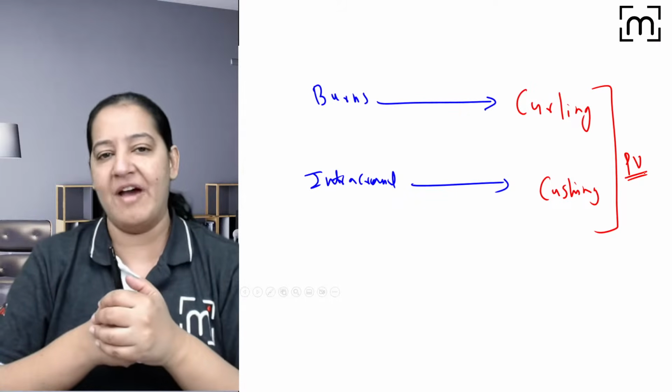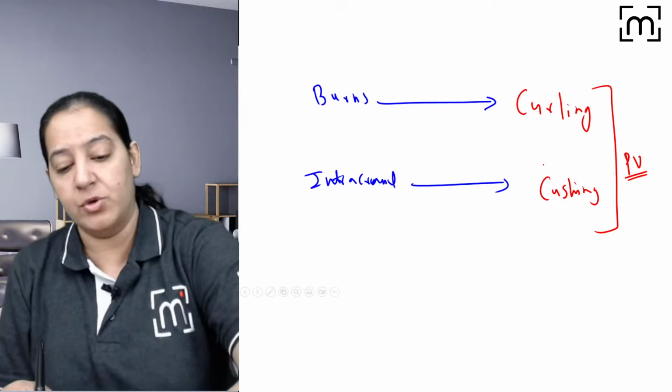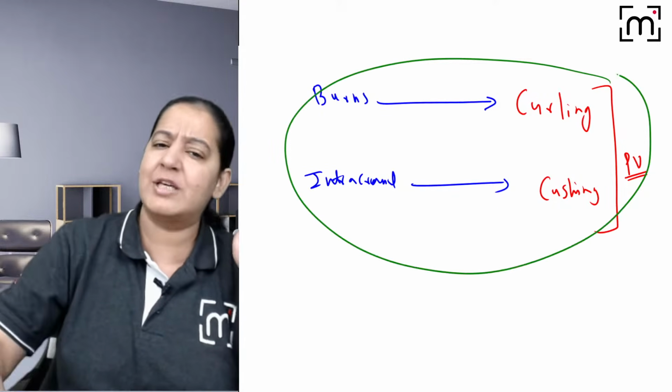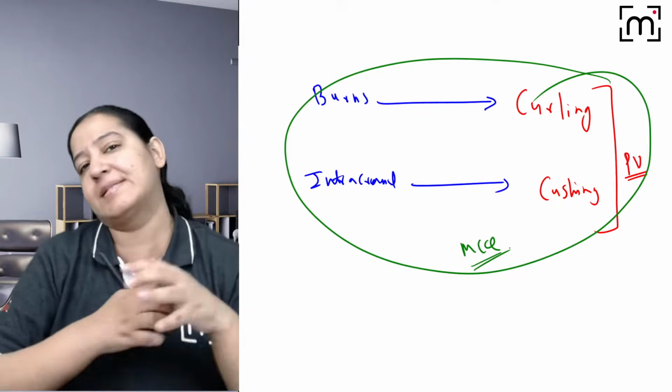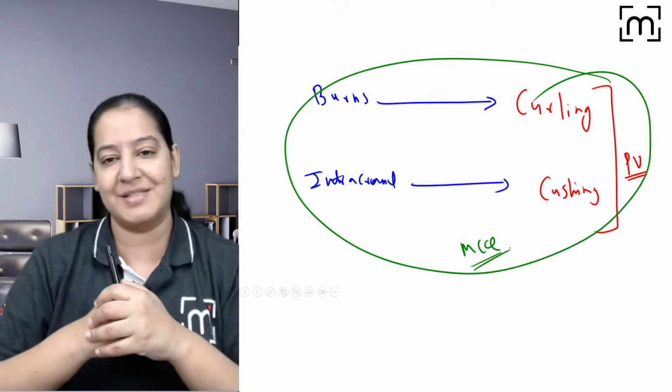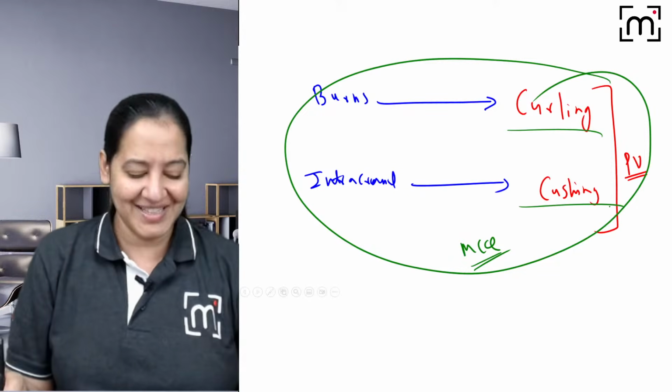Give me a thumbs up. Come on, everyone. So these are two important MCQs. Those who are preparing for competitive exams, this MCQ is repeated many times in your exams. Whatever exam you ask, give me a thumbs up. Come on. So curling and Cushing. I guess you got it, right?